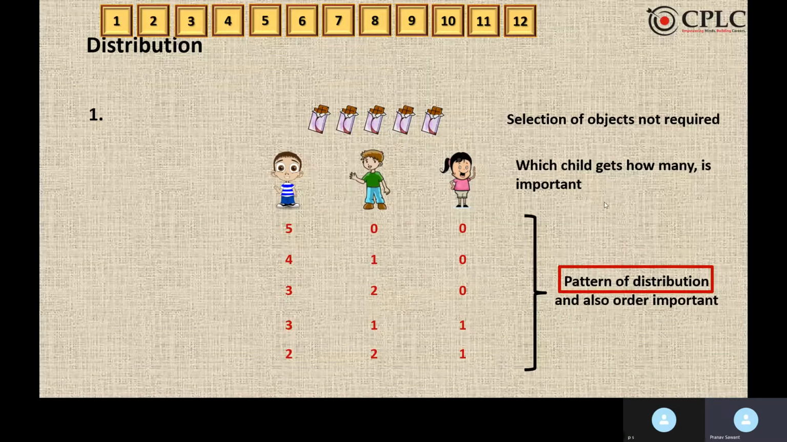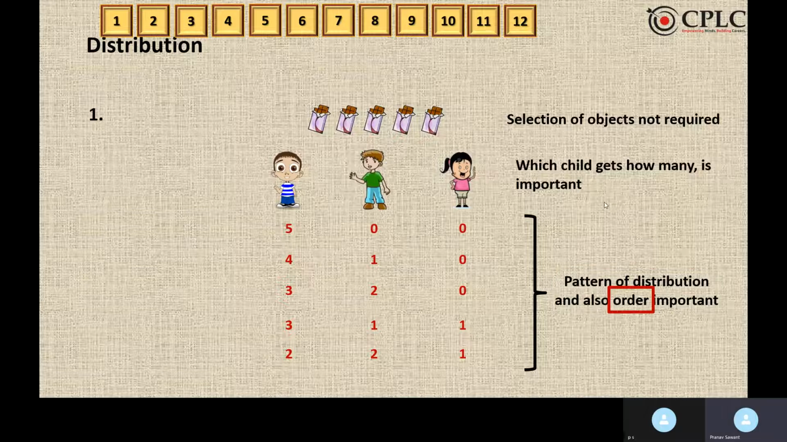So the pattern of distribution could be 500, 410, 320. That is, I'll give all five chocolates to one student, and the other students will get 0, 0. Now I'll give four to one, the other one will get one, and the third will get 0. Then 320, 311, and 221.